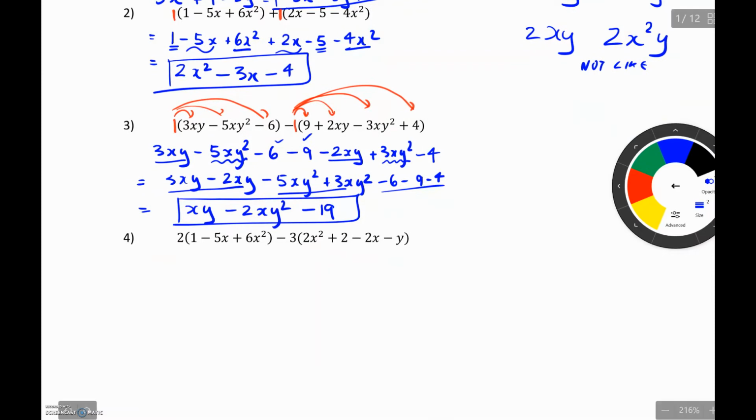And of course, this one we'll go through a little bit faster. We have to use the distributive rule here, here, there, there, there, there, and there. Let me just do the first one. 2 times 1 is 2. 2 times negative 5x is going to give us a negative 10x. 2 times 6x squared is going to give us a plus 12x squared.